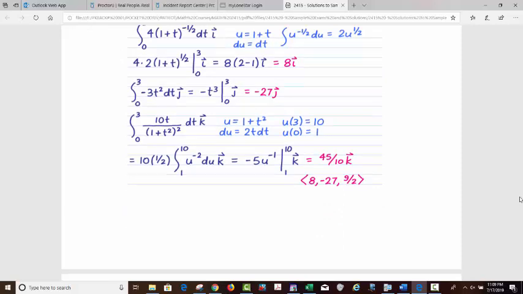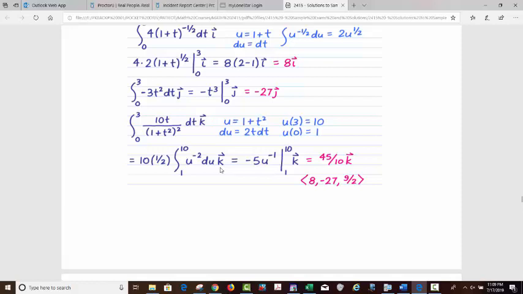The k component is going to be u substitution. This one I did change the limits of integration. U equals 1 plus t squared. Du would be 2t dt, which will bring out a 1/2 to the outside. U of 3, 1 plus 3 squared is 10. 1 plus 0 squared is 1. So I have a 10 that just comes from the original problem, a 1/2 that comes from the du, and then I'm going from 1 to 10, u to the negative 2 du, just put the k there.